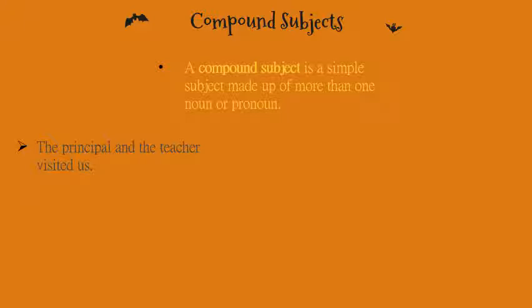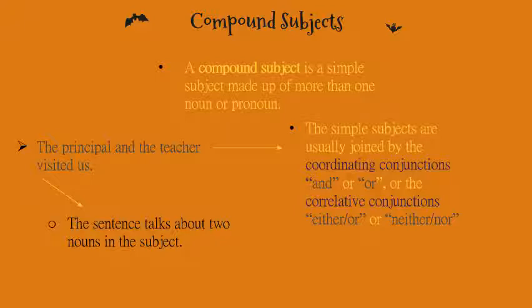Who is the sentence talking about? It's talking about the principal and the teacher, both of them. The sentence talks about two nouns in the subject, principal and teacher. Since it's talking about two nouns, the simple subjects are usually joined by coordinating conjunctions. If you notice, the simple subjects, principal and teacher, are joined with the conjunction "and," so they make a compound subject.